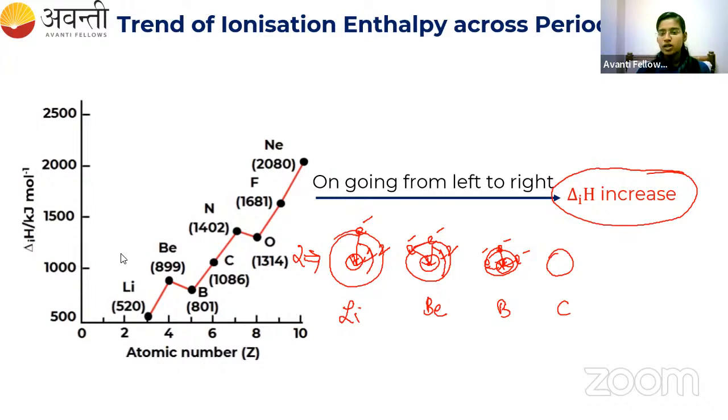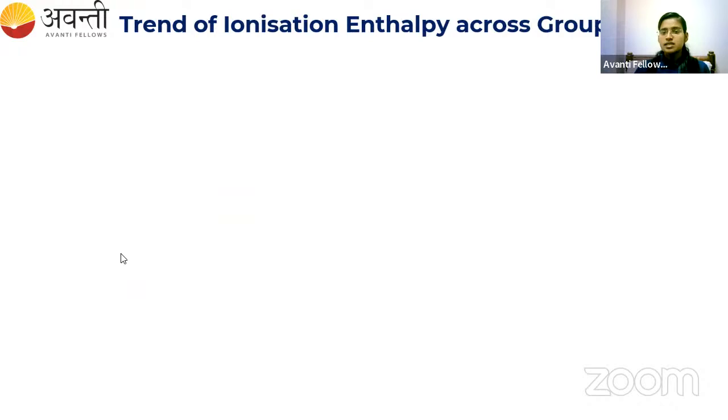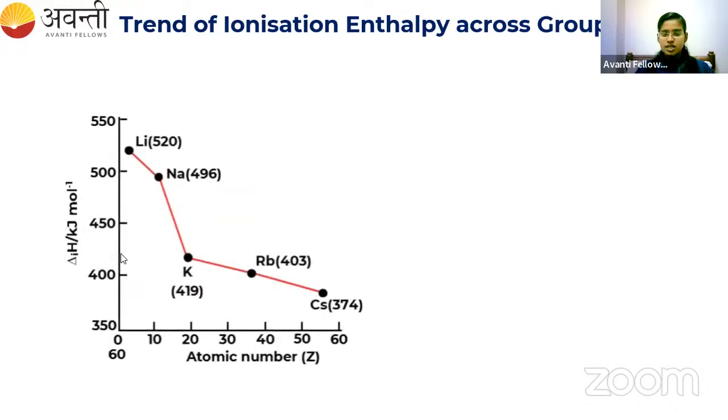Any doubt from this for anyone? Everything clear? Across the period, ionization energy increases. Then coming to the next, the group trend. I'll take one more graph. This is the graph for group 1 elements, starting from lithium and ending with cesium.